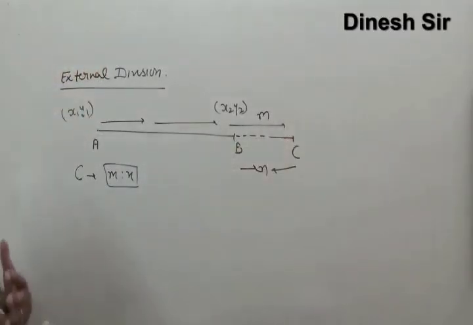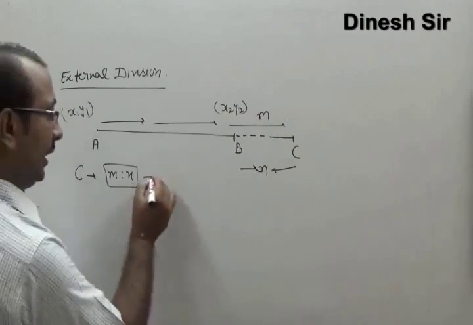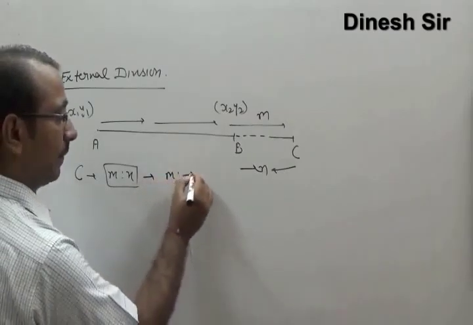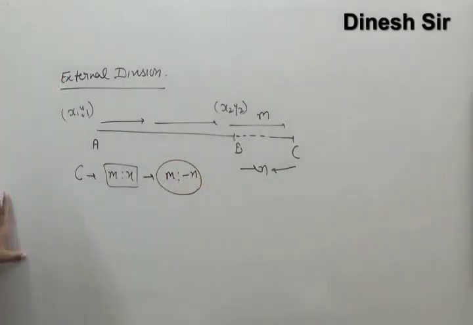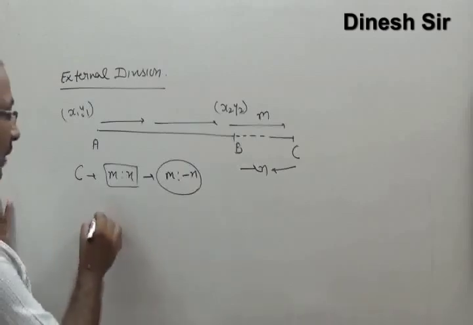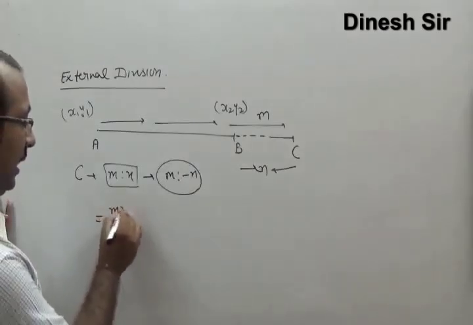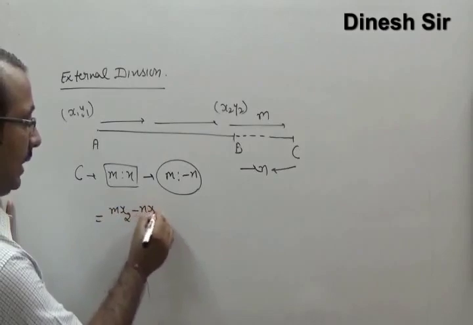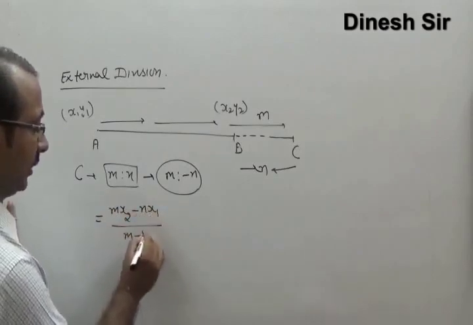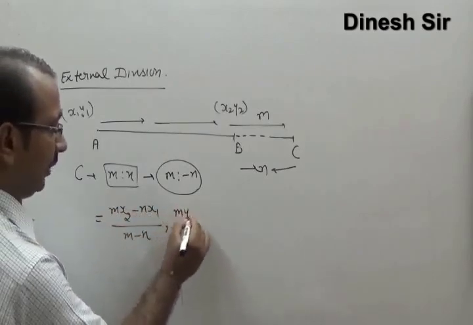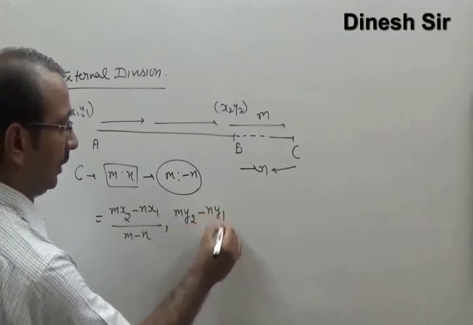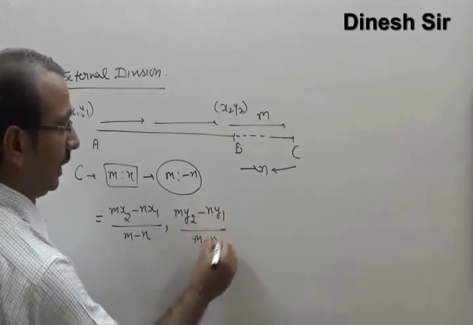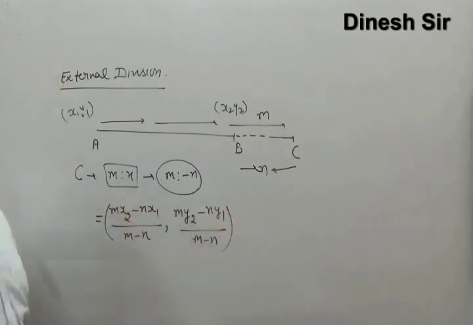In order to have this formula in our mind, we just take the ratio as m/n for external division and substitute this in our original formula of internal division. Finally, what we get is (mx2 minus nx1) upon (m minus n), and here we can say (my2 minus ny1) upon (m minus n). That we can get from our original formula. Pay attention to what we have done here. This is the concept of external division.